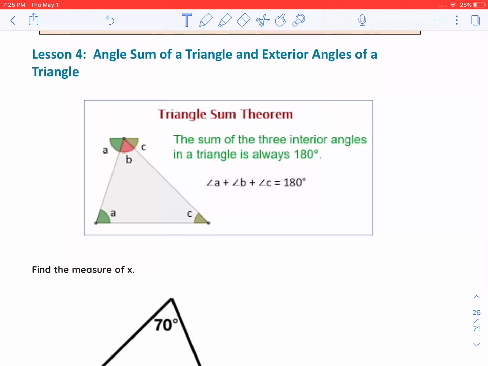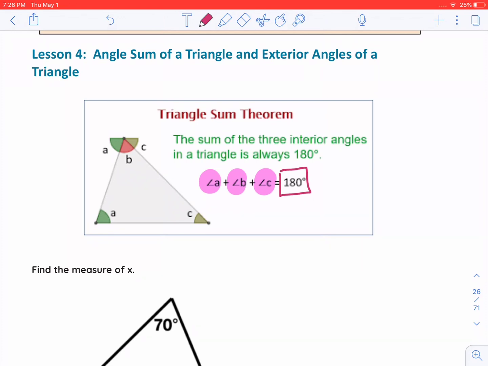All right, this lesson is going to be about angle sum of a triangle and exterior angles of a triangle. So in the previous lesson, we learned about how the sum of the three interior angles of a triangle is always going to be 180 degrees. So what that means is if we take all three of the angles inside a triangle, so in this diagram, that would be angle A, B, and C, and if we add them up, we will get 180 degrees.